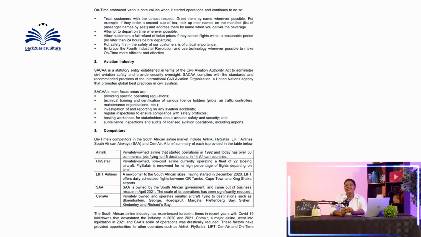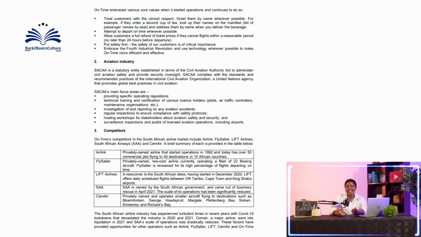So here they say On Time's competitors in the South African airline market include Airlink, FlySafair, Lift Airlines, SAA, which is South African Airways, and CemAir. So we're not surprised because we've been thinking about these companies from the beginning when we realized that this company is in the aviation industry. Then they give us a brief summary of each company.